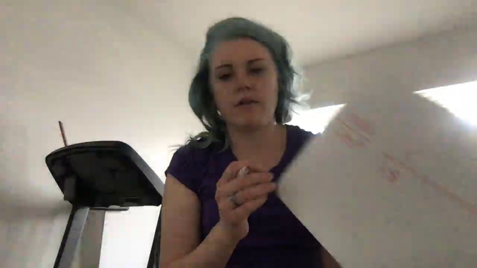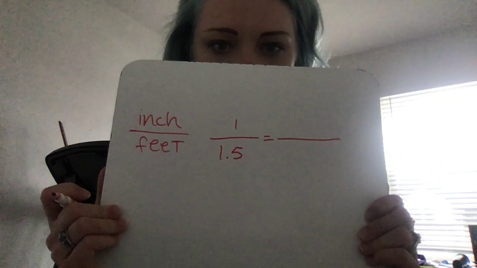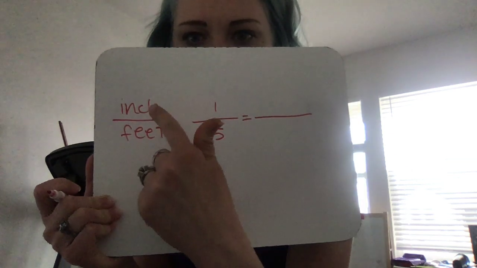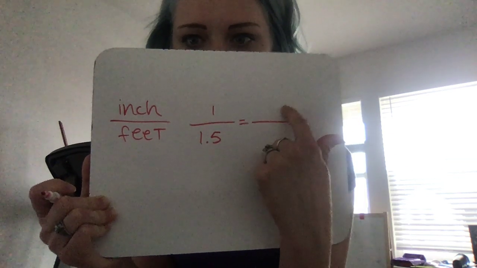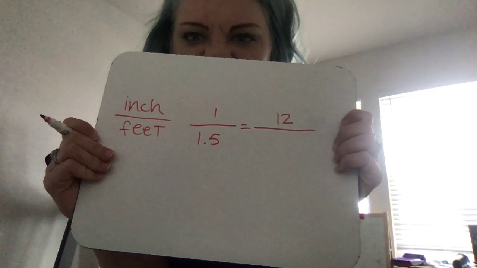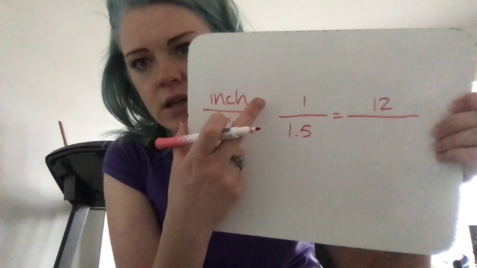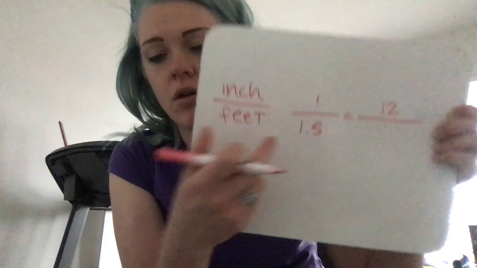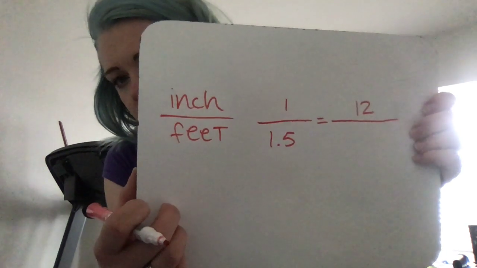It says 1 inch represents 1.5 feet. So 1 inch and 1.5 feet. Then I'm looking for a model of an airplane that is 12 inches. Since inch is on top, that means 12 would be on the top in this proportion. Now you can ask yourself a couple of things. What times 1 gives me 1.5? Or what times 1.5 gives me 1? Or in this proportion, you can cross multiply and find your x.